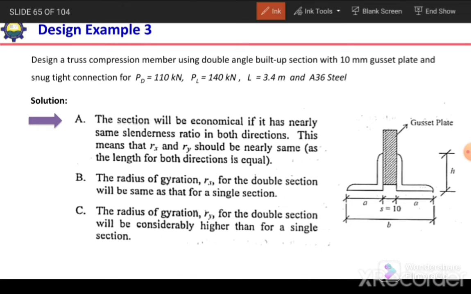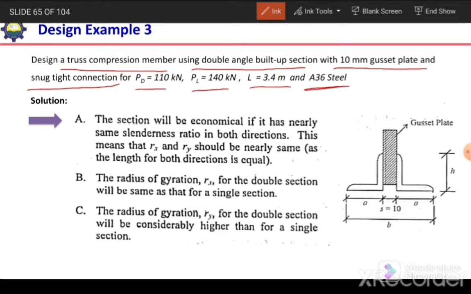In this video, we are going to solve one design example related to compression members. The given information is: design a truss compression member using double angle built-up section with 10 mm gusset plate and snug tight connection. Dead load 110 kN, live load 140 kN, length of the member 3.4 meter, and A36 steel.